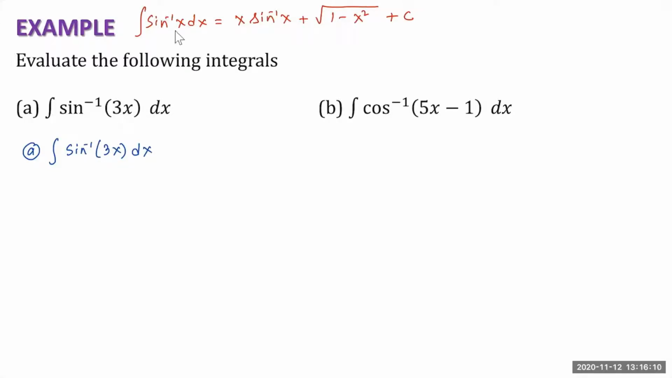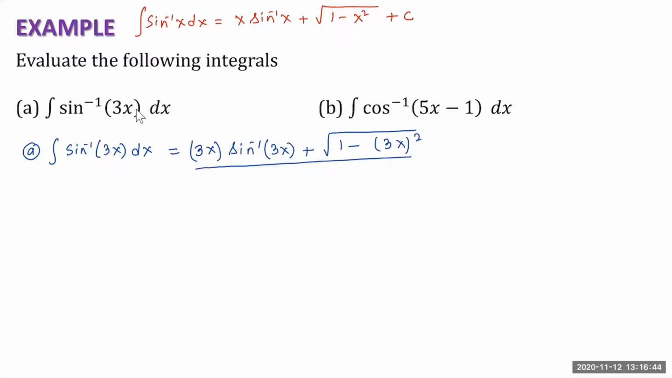This is a composite function with the inside function as a linear function. So the meaning of that is you can use the formula and then you can divide the result by the derivative of the inside function. So let's do that. If I use that formula, here we have x sine inverse x. In place of x, I have 3x sine inverse 3x, then plus the square root of 1 minus x squared, 1 minus, in place of x, 3x squared. Then divide everything by the derivative of the inside function. Derivative of the inside function is 3.